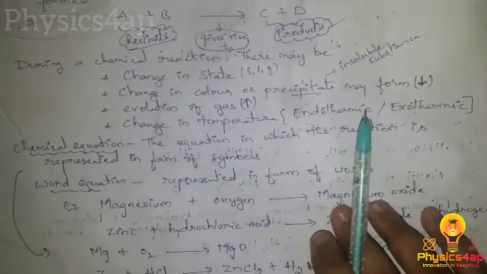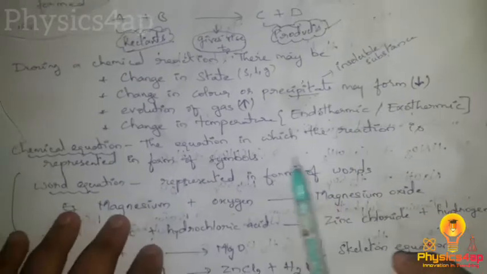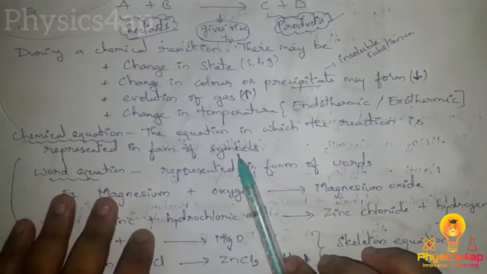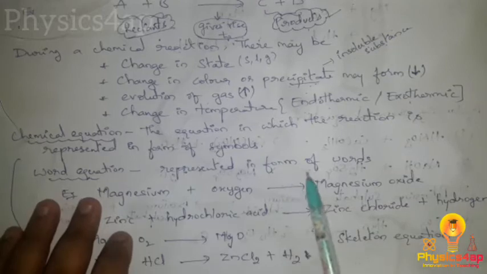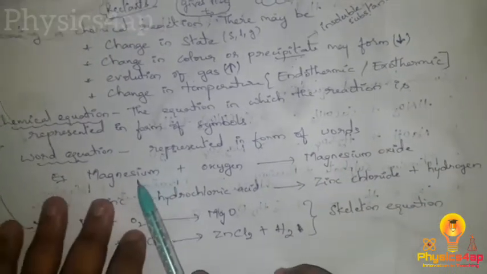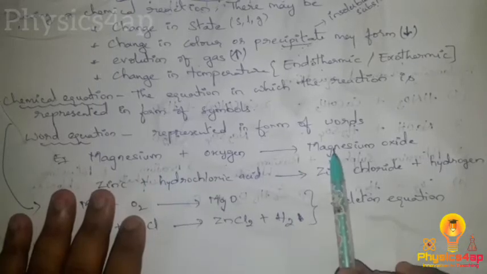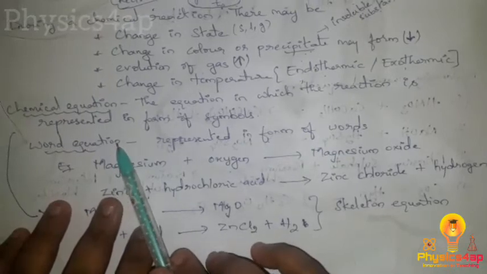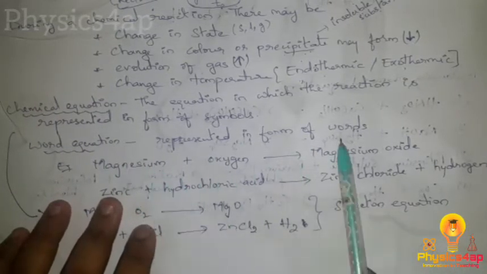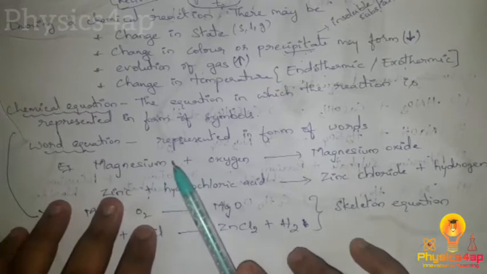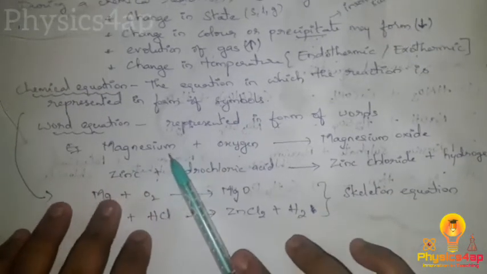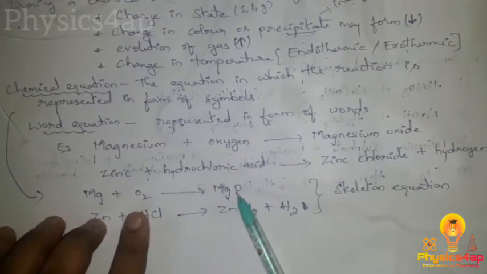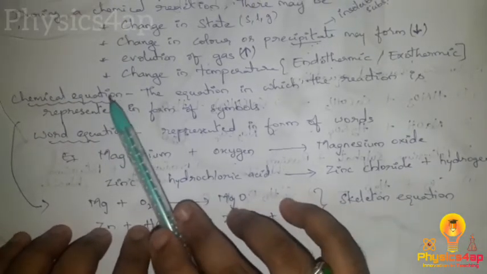Now let us move on to the chemical equation. A chemical equation is an equation in which the reaction is represented in the form of symbols, and a word equation is represented in the form of words. For example, we have magnesium plus oxygen gives rise to magnesium oxide. As it is represented in words, we call this a word equation. If this is represented in the form of symbols, that is Mg for magnesium, O2 for oxygen, and MgO for magnesium oxide, then it is called a chemical equation.